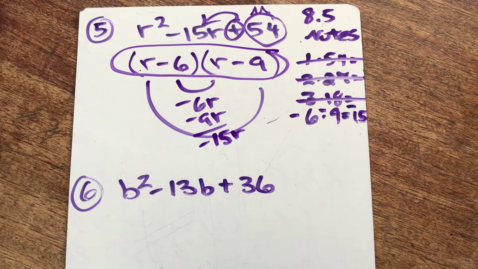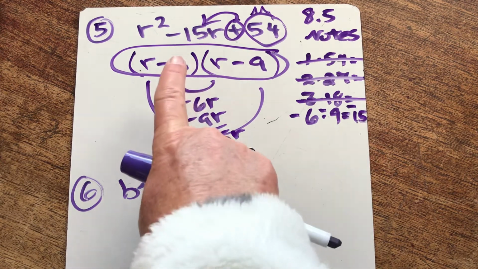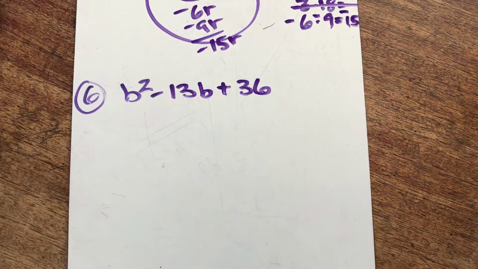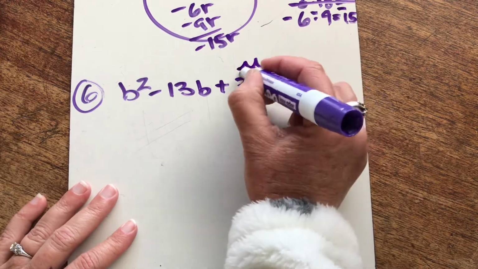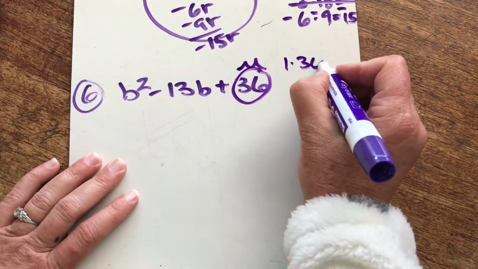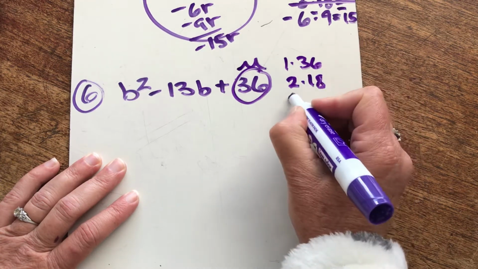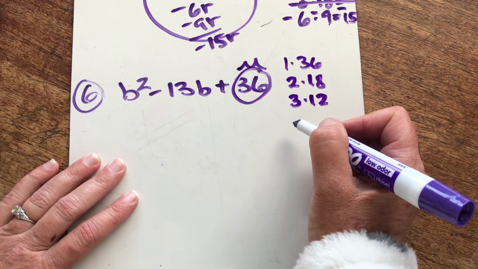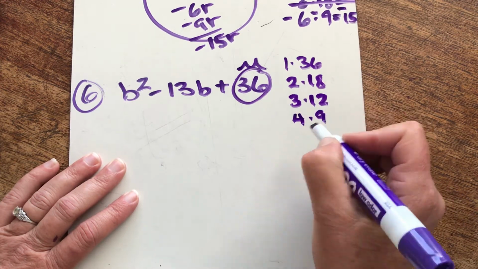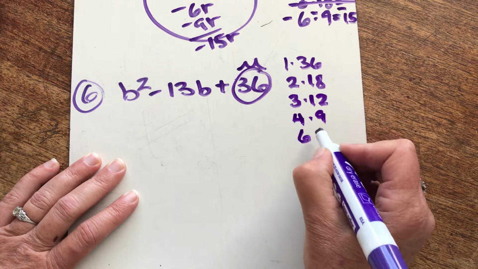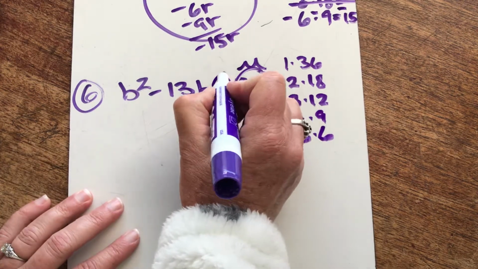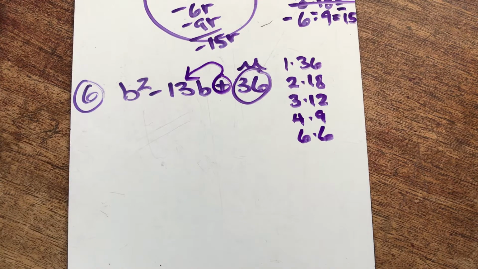Let's see if that pattern continues, because question number 6 is also a negative first and then a positive in our original. Let's see. So I'm thinking of all the factors of 36. Well, we have 1 and 36. We have 2 and 18. We have 3 and 12. And we have, what else do we have? 4 and 9. And we have 6 and 6. Wow, lots of factors of 36. Which one of those sets of factors adds to give me that negative 13 in the middle?